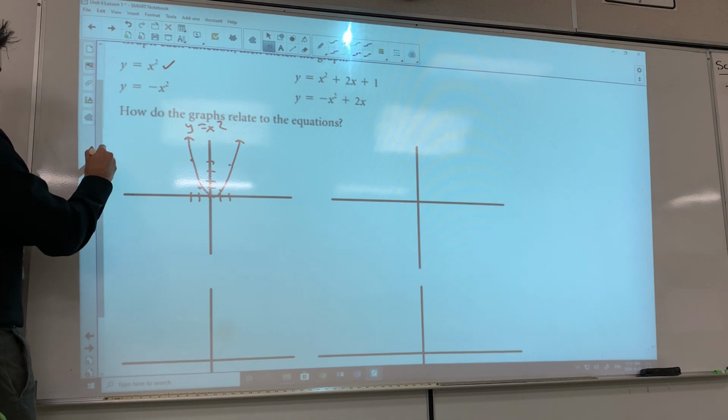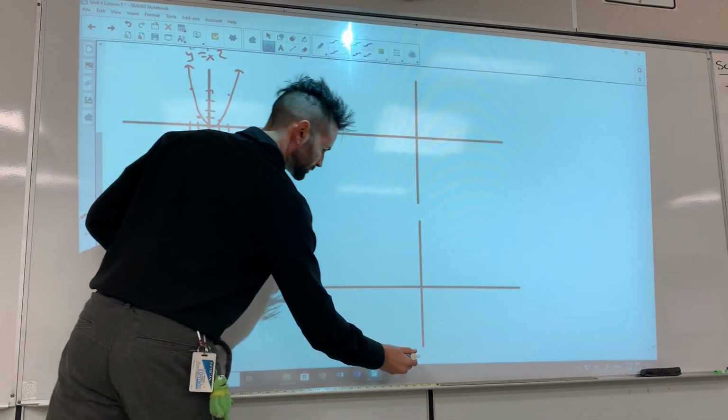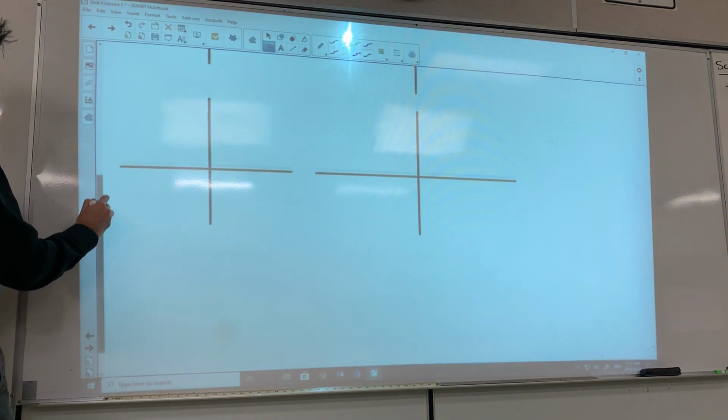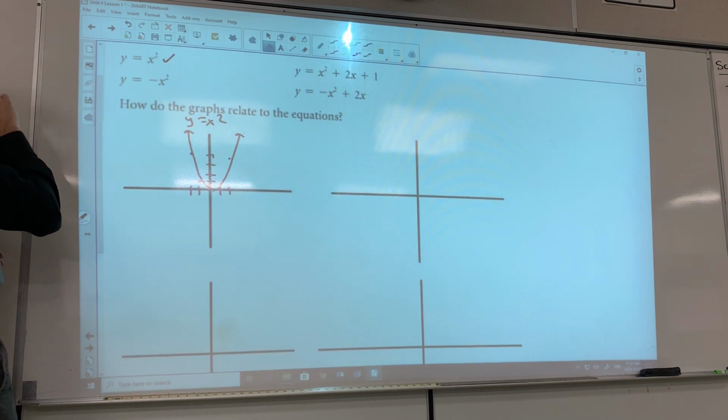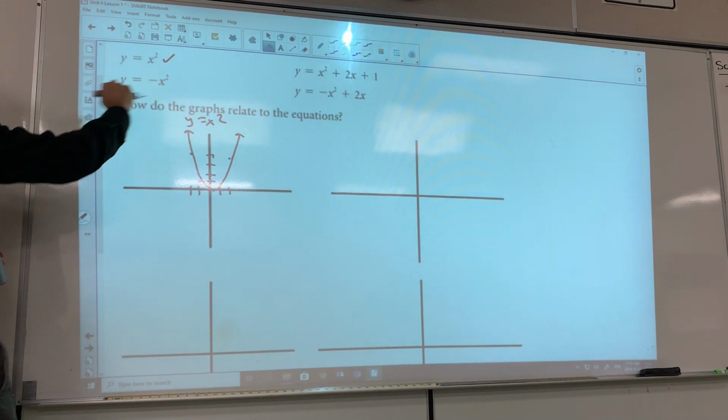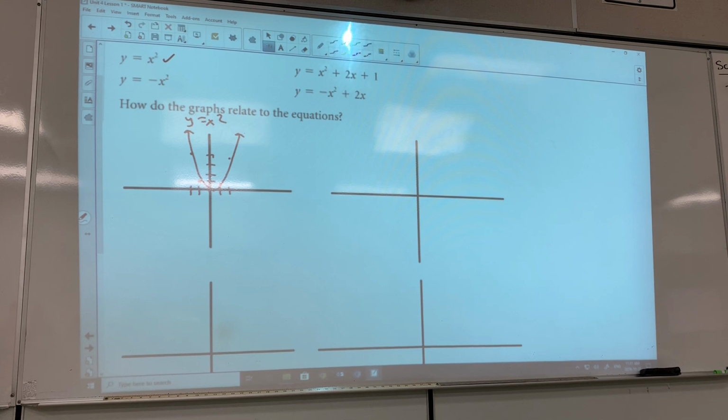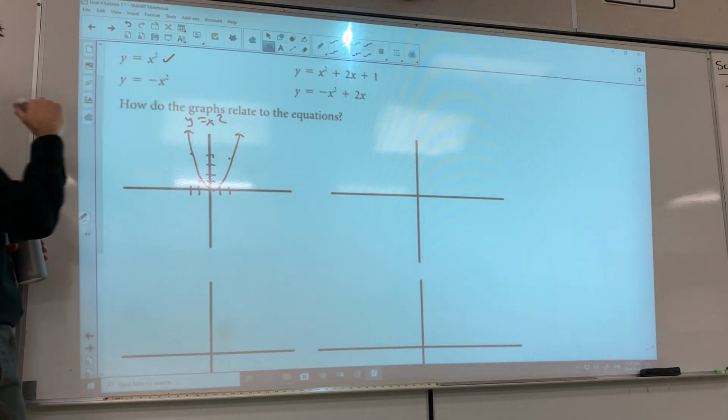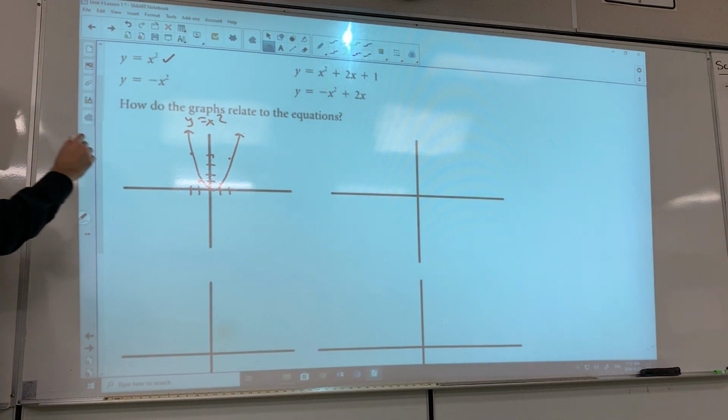So we can quickly make a table of values and see. But doesn't the x squared need to be in brackets for it to be negative? Yeah, so we're going to square it and then we're going to apply the negative, order of operations, right? Do your powers first, then multiplication and division.